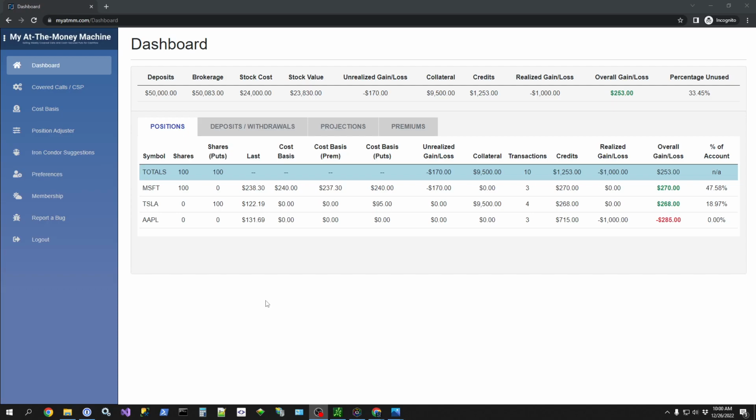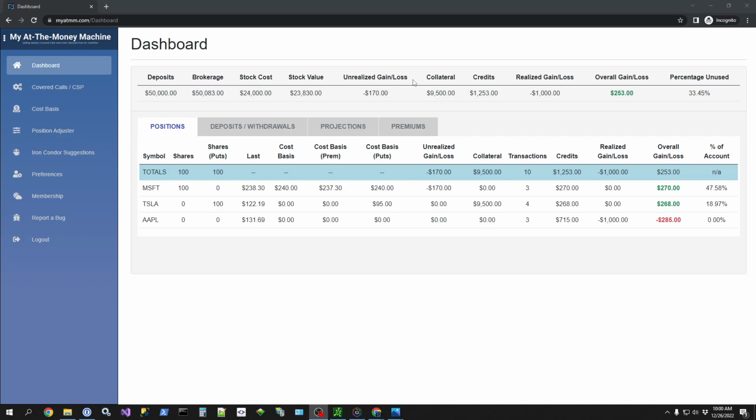And as you can see, we've entered some more transactions into our demo account for Microsoft, Tesla, and Apple as examples. All this is fake data. We just entered some numbers just to show you what shows up in the dashboard. So let's go ahead and start off with the first row up here.